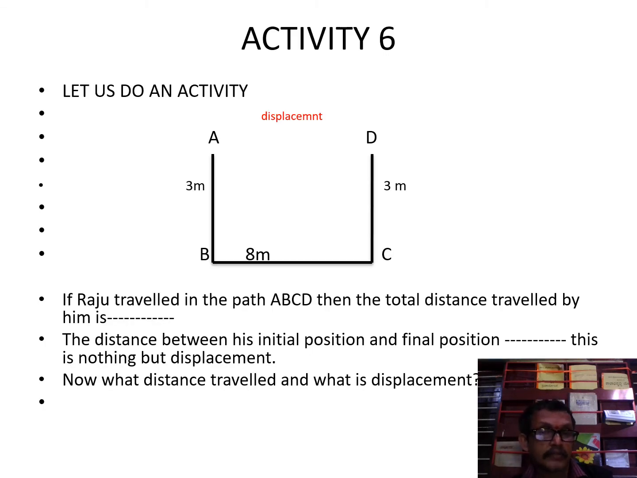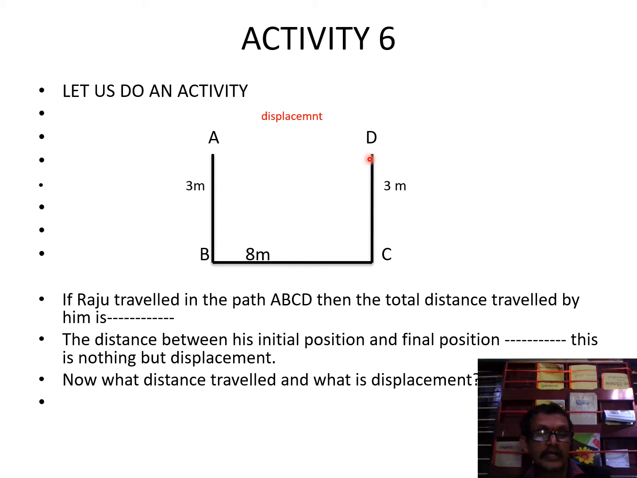Here is activity 6. Let us do an activity. A person Raju is at A, and he moves in this direction to B, 3 meter, and after that he turns left and moves to C, and goes in this direction and comes to D. This is the ending point.